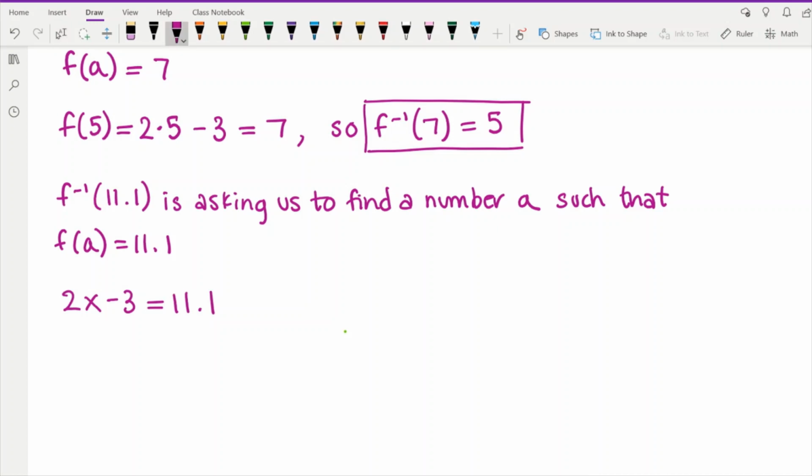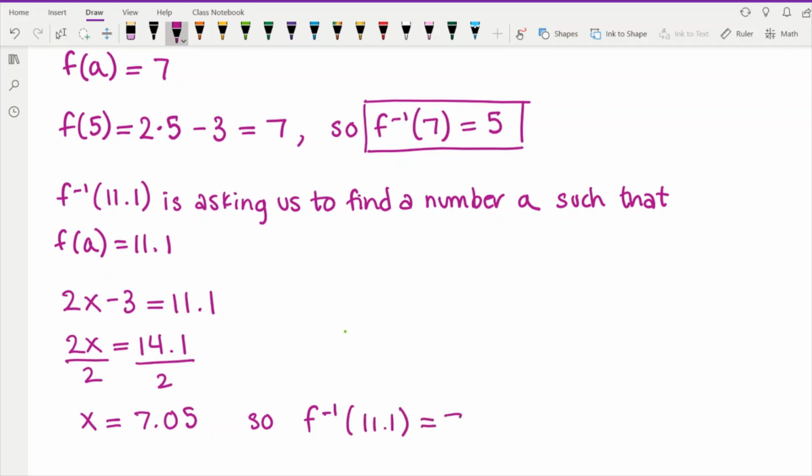And so now from here we can solve for x, right? And that will tell us what value of x would give us 11.1 as an output. So if we add 3 to both sides, we would get 2x is equal to 14.1. We could then divide both sides by 2. And so we would get x is equal to 14.1 over 2, which reduces to 7.05. And so this tells us that f inverse of 11.1 is equal to 7.05.